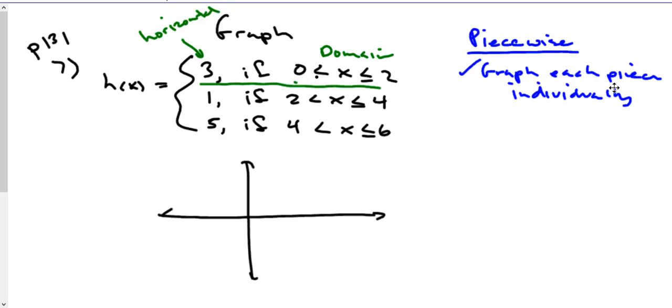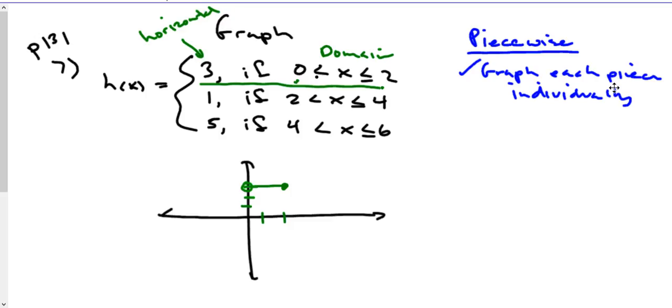So we're going to draw a horizontal line from 0 to 2. At 0, we're going to have an open circle, so at 1, 2, 3, this first part, we have an open circle. All the other values are going to go up to 2. At 2, we're going to have a closed circle, and it's going to look like that.